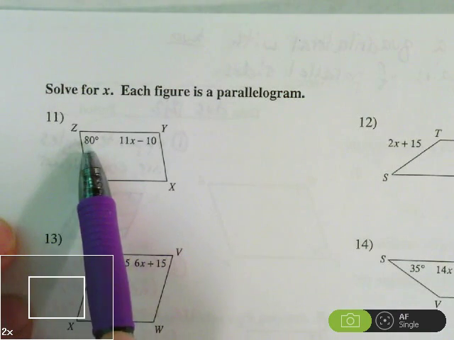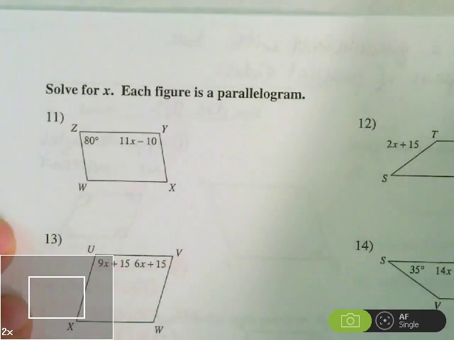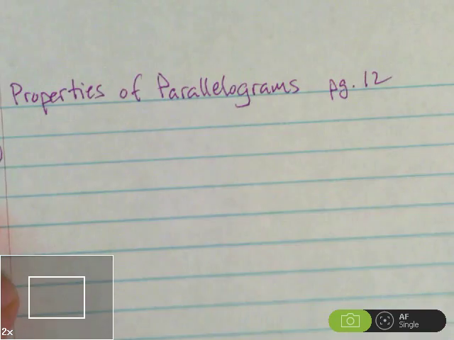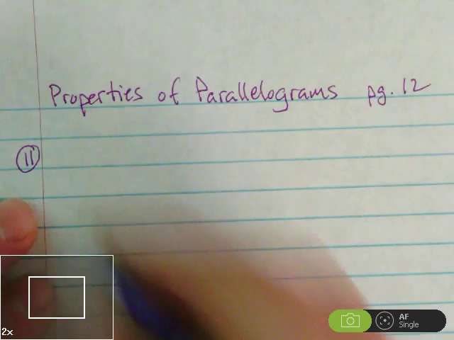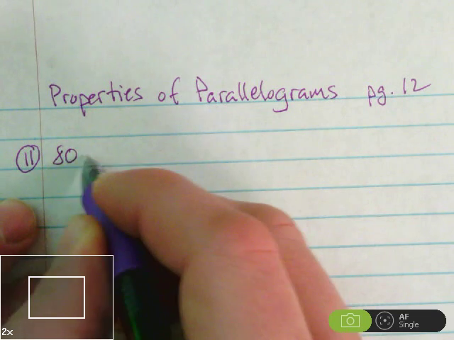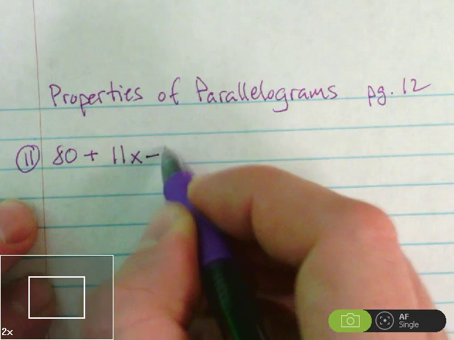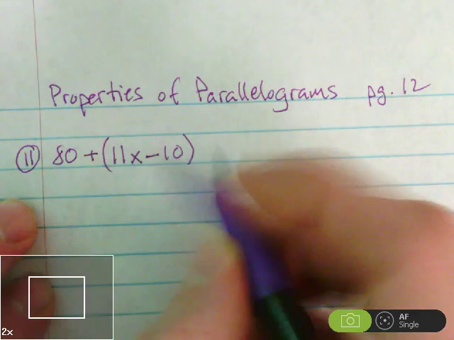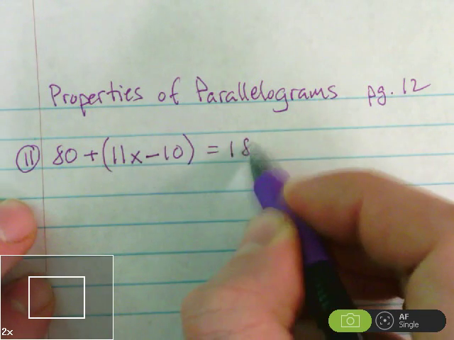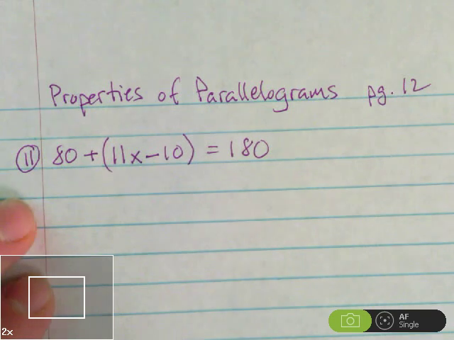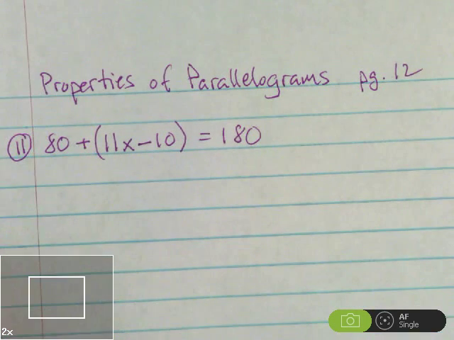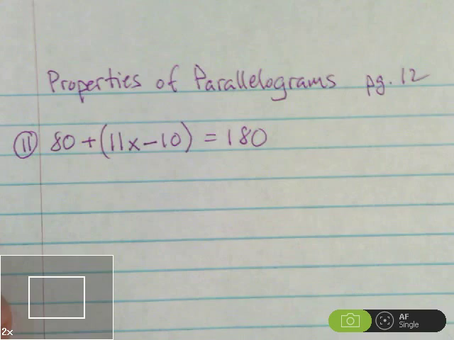So 80 plus 11x minus 10 equals 180. So number 11, 80 plus 11x minus 10, and I like to put these in parentheses, equals 180. All right, we'll come back and solve that a little bit later.